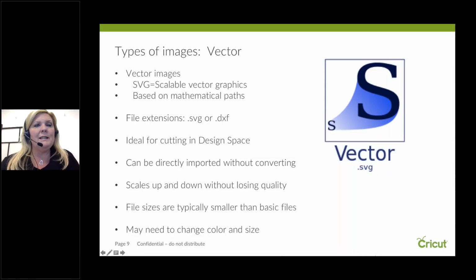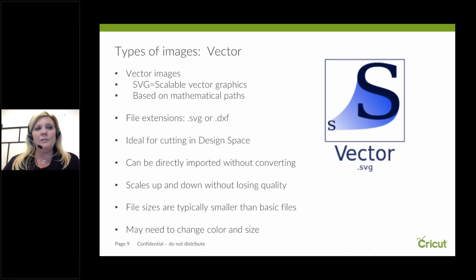So anything that's a vector image would end with SVG or DXF. And it's ideal for cutting in Design Space. These can be directly imported without converting anything. You saw me just do that. I directly imported the Cabreras, right? I didn't really have to do anything to it or change it. And it scaled bigger if I wanted, and it didn't lose its quality. And these files are typically smaller than the basic ones. And so, like I say here, you may need to change the color and the size, and that's it.